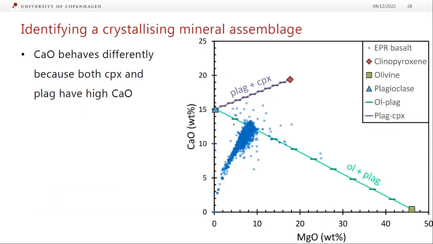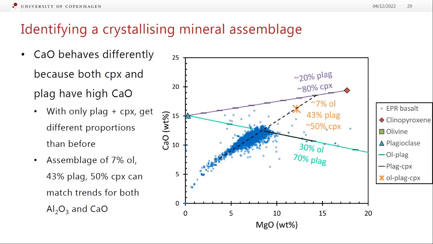So calcium behaves differently to aluminium because it's high in plagioclase and clinopyroxene, whereas aluminium is only high in plagioclase. So again, looking at the zoomed out view, we have calcium against magnesium, we have our plagioclase composition, clinopyroxene, and olivine. And if we had mixtures of plagioclase and clinopyroxene, they'd lie on this line. If we had mixtures of plagioclase and olivine, they'd lie on this line. If we had mixtures of all three, they could be anywhere in a triangle between these.